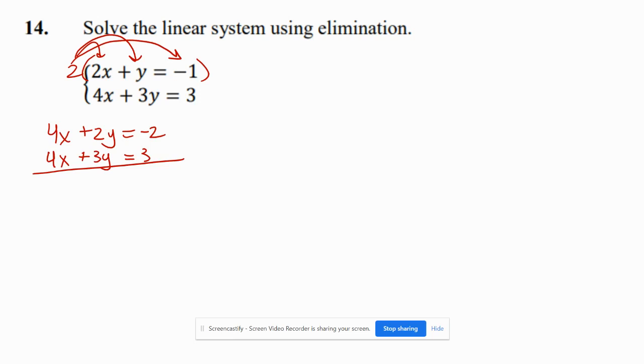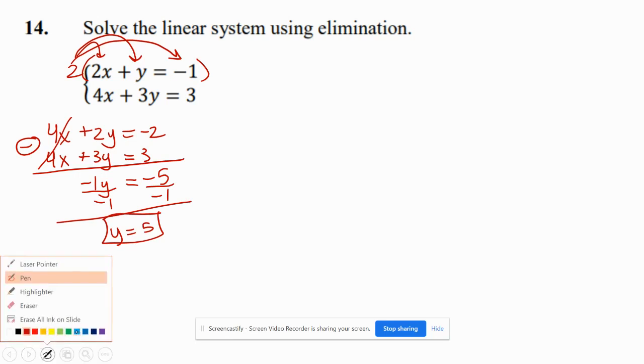Okay. Now notice both coefficients of x are a positive 4. So the only way I'm going to be able to eliminate them is by subtraction. 4x minus 4x eliminates. 2y minus 3y will give me a -1y. Normally I don't put a 1 as a coefficient, but the fact that it's negative means that I still have some work to do. -2 minus 3 will give us a -5. And we're going to want to divide both sides by -1 to get rid of that negative. So y is going to be equal to a positive 5.